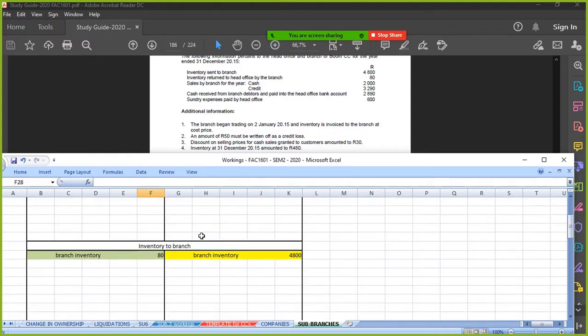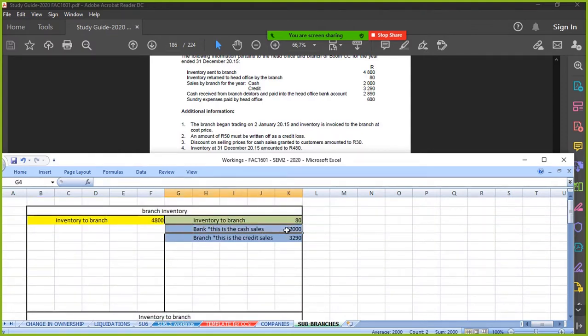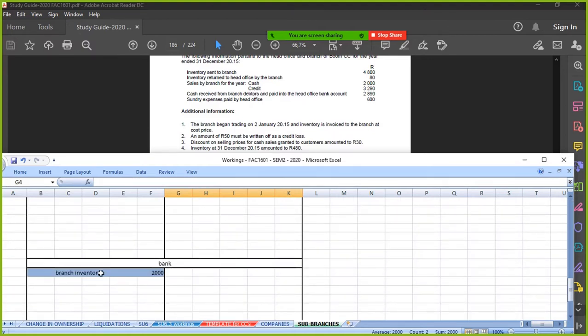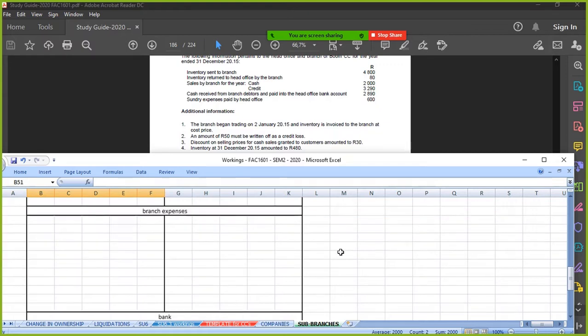Did I have the other debit here? I don't think so. Did I leave out the bank here? Yeah, I did. No, I didn't. It is there. It's fine. I thought I forgot it. Okay, next one.